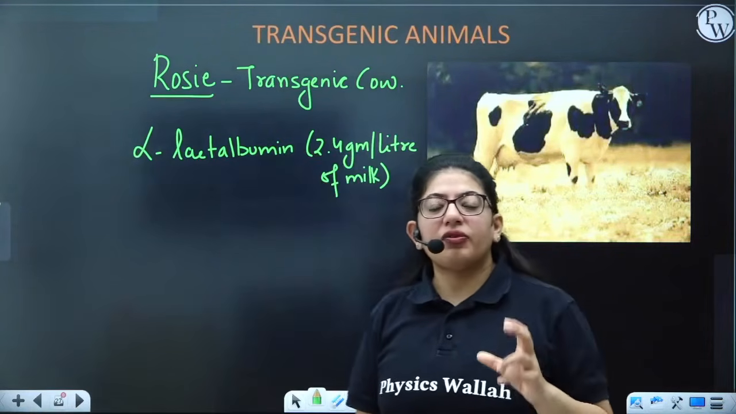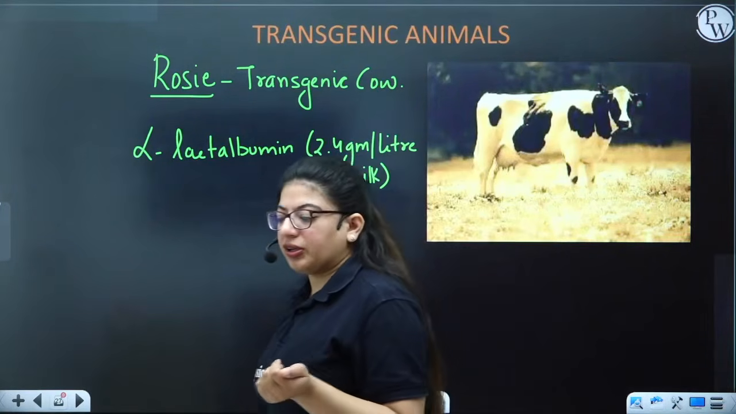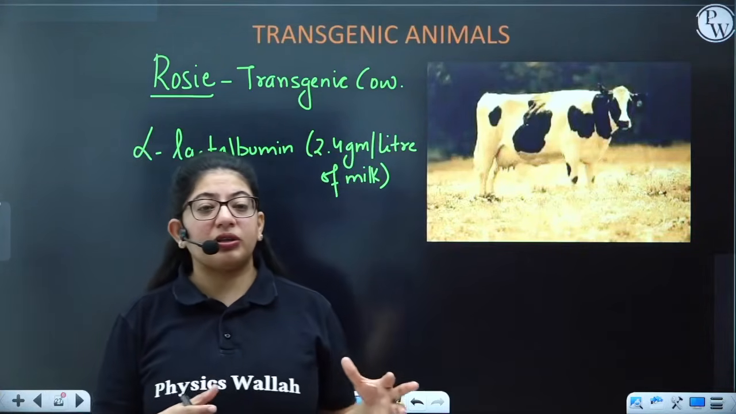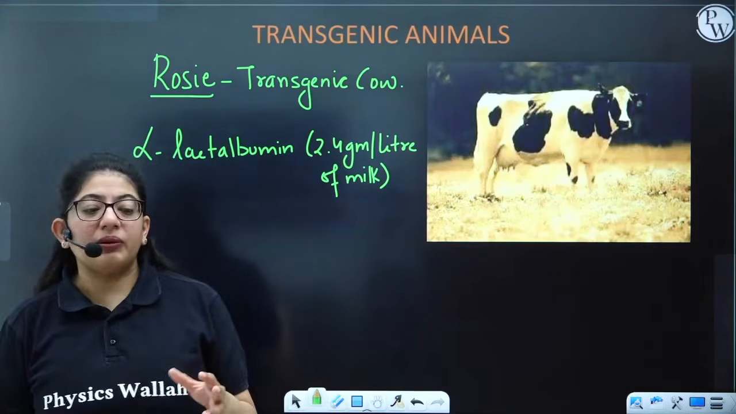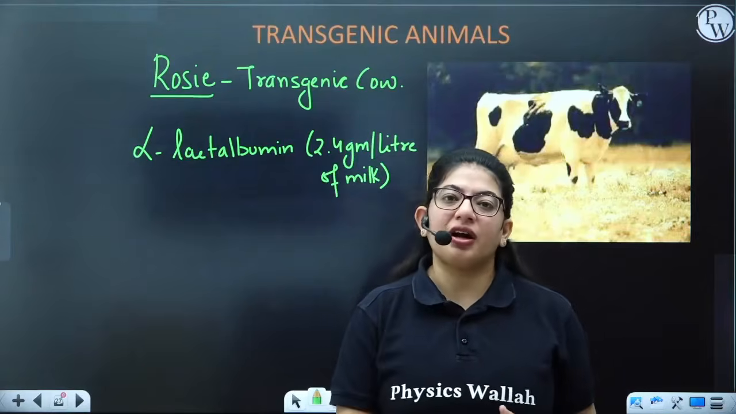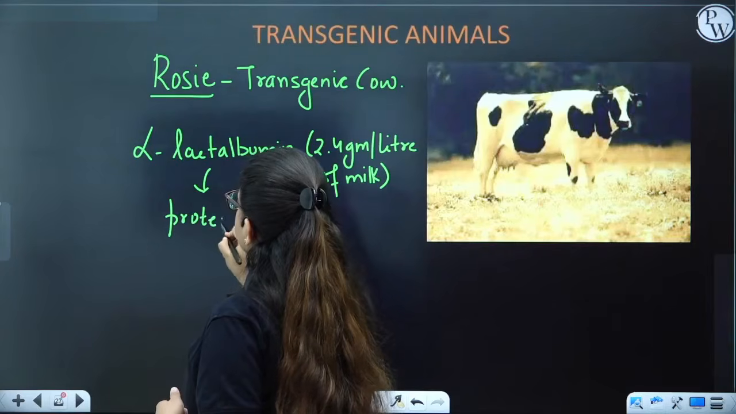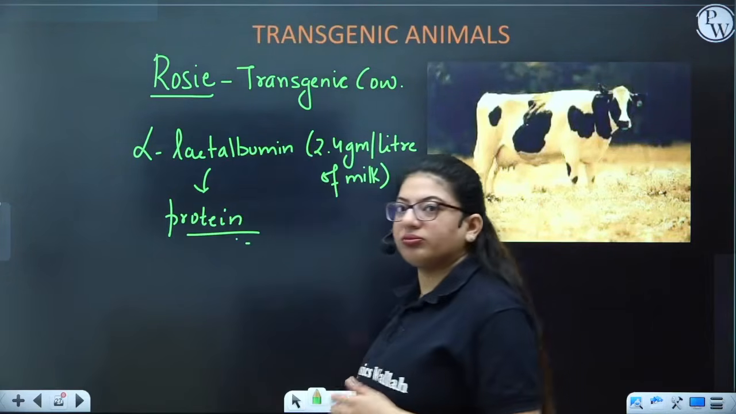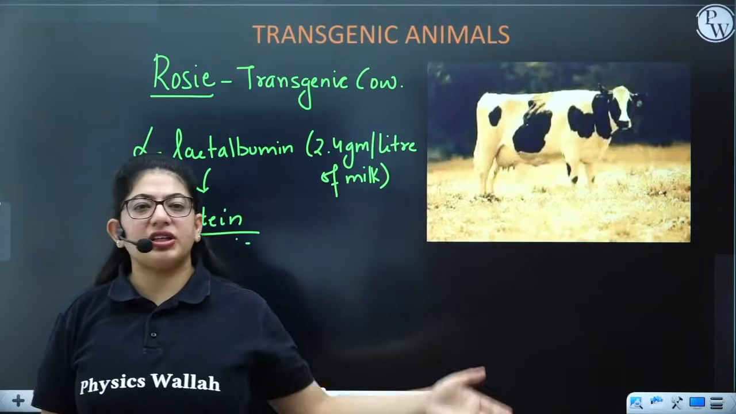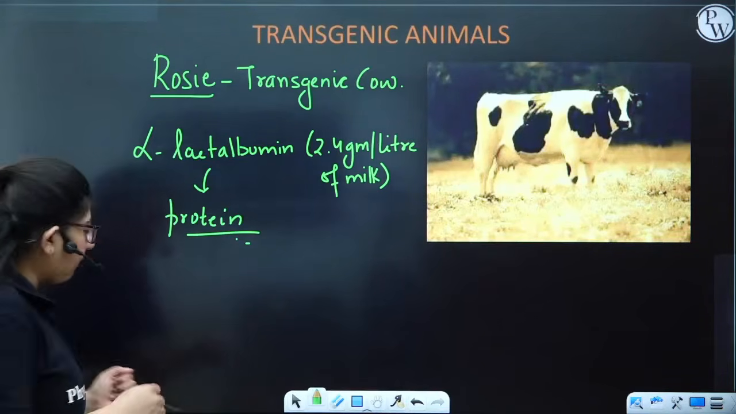Okay, so we added a gene, and this was producing this protein. And why was this protein so important? If you give a normal cow's milk to a newborn and you give Rosie cow's milk to a newborn, the newborn will show a beneficial result with Rosie's cow. Why? Because it is rich in protein. Okay, so this is how they made it a transgenic cow. That's good. So if you want a healthy diet, you can just add a gene and the animal will produce it. Fine. Okay, but some things are unethical, you cannot do that.